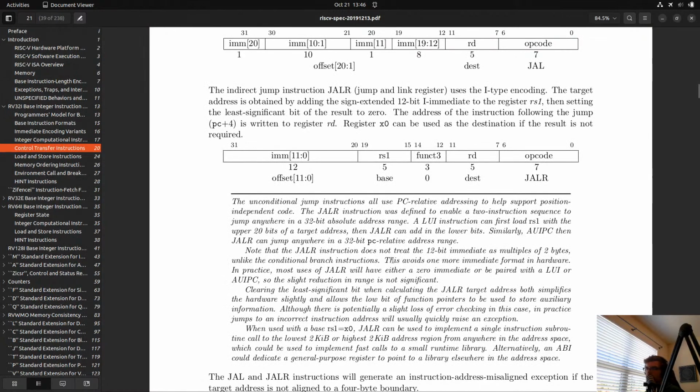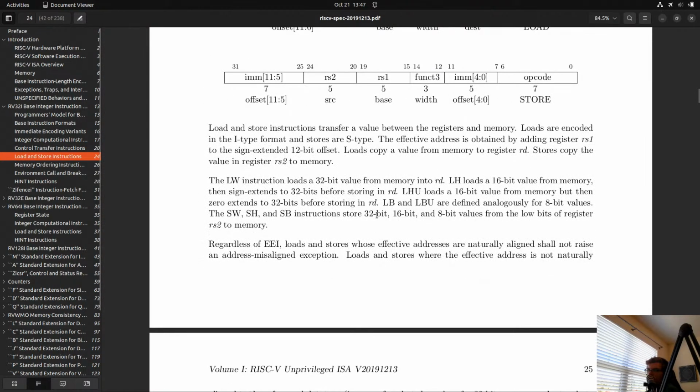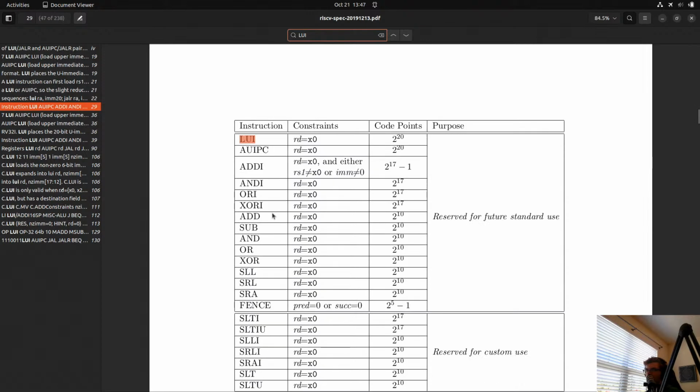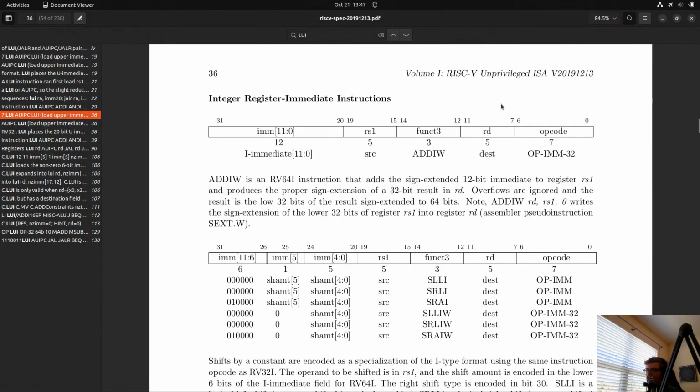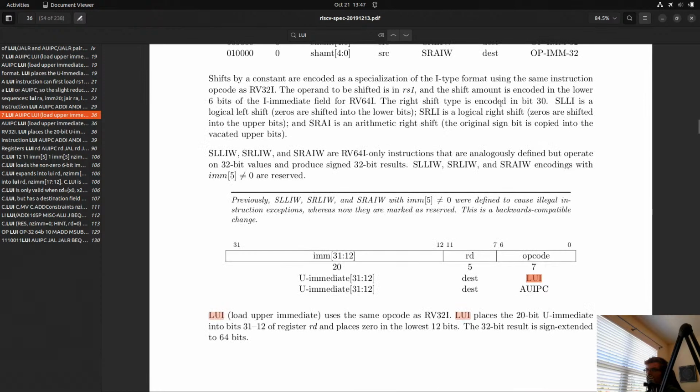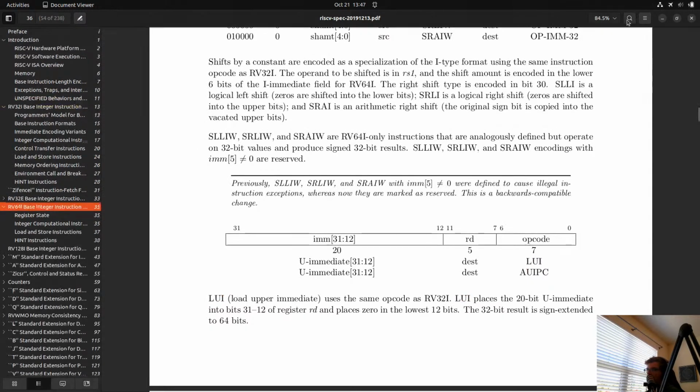We're not using the unconditional jump instructions all use PC relative addressing to help support position independent code. The jump and link register instruction was defined to enable a 2-instruction sequence to jump anywhere in a 32-bit absolute address range. A load upper immediate instruction, load unsigned immediate. Wait, no, sorry. I think that is load upper immediate. All right, it is load upper. Okay, cool. I was right the first time.